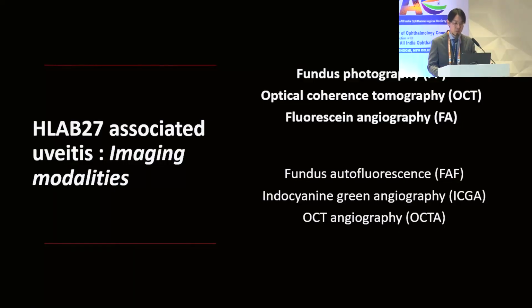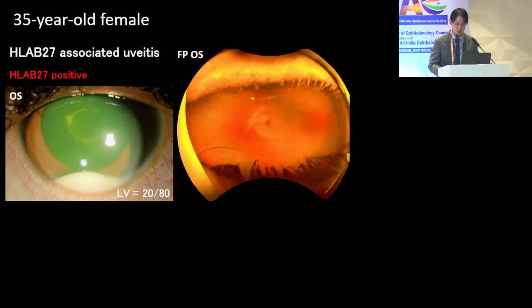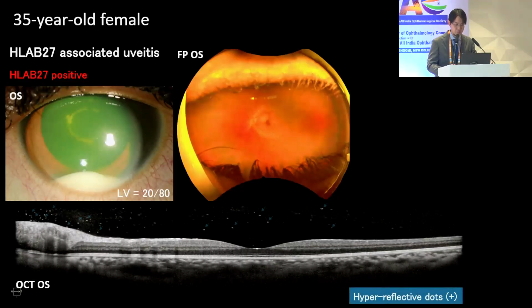The first case is HLA-B27 associated uveitis. Fundus photo, OCT, and FA were applied to this case. Here is a 35-year-old female with HLA-B27 associated uveitis. Her left eye showed anterior uveitis accompanied by hypopyon in the anterior chamber. At that time, her vision was 20/80. The fundus photo looks non-remarkable. However, the OCT showed multiple hyperreflective dots in the vitreous, suggesting posterior inflammation.